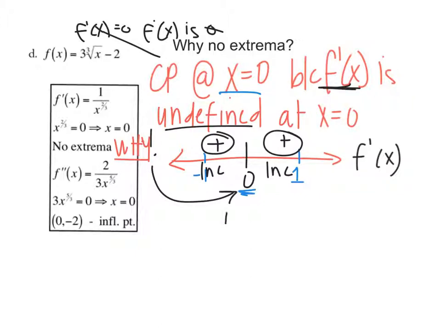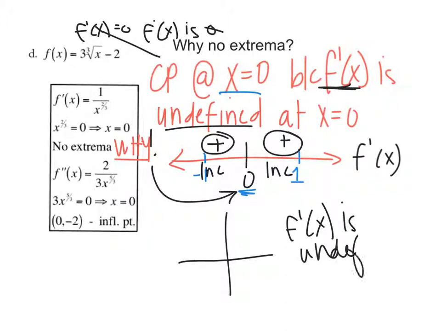If you're looking at any function and f prime of x is undefined, that means it has undefined slope. That means that the slope of the tangent line is undefined. When does that happen? When there's a vertical tangent, or when there's a vertical asymptote. And when there's a vertical tangent, it'll look something like this.